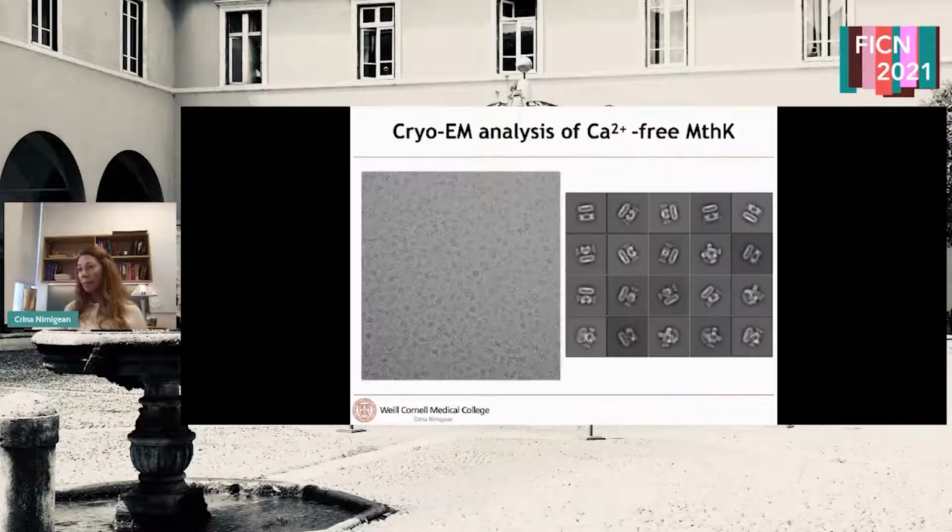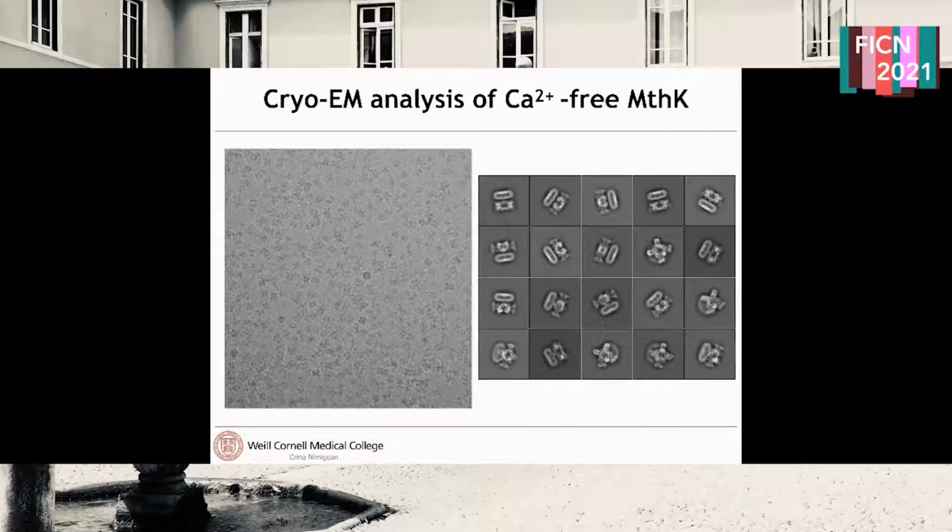So here's the data, and what you see here is one of those micrographs that I told you about. This is the raw data, and these little tiny black things here are actually the channels in the nanodiscs. What you want is all the possible orientations of this channel on the grid, so that when you take a million of these images, you can obtain all the orientations that would allow you to obtain a proper 3D reconstruction.